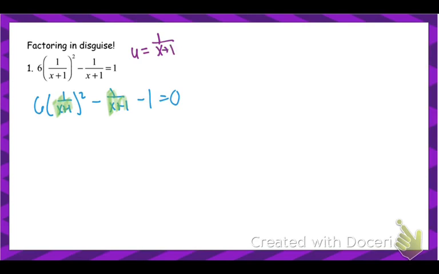This year, whenever we've done these, we've used u just because you'll see it in future classes. And I like to use a variable that's not x so we don't get confused and think that's what we're solving for. So this would be 6u squared minus u minus 1 equals 0. Well, then we can see that's a pretty easy factoring question to factor.